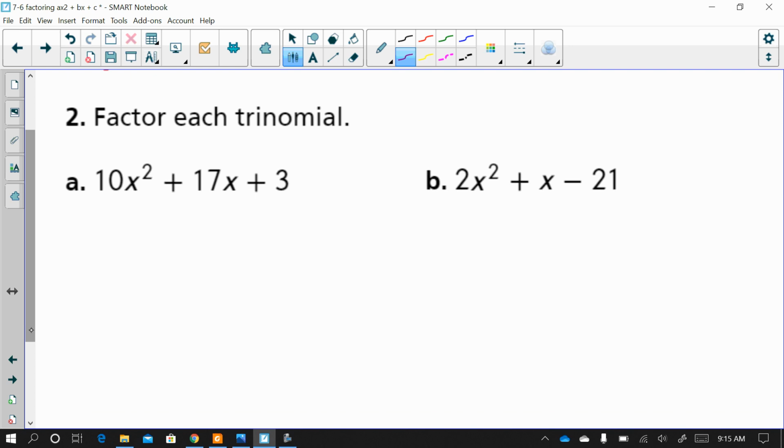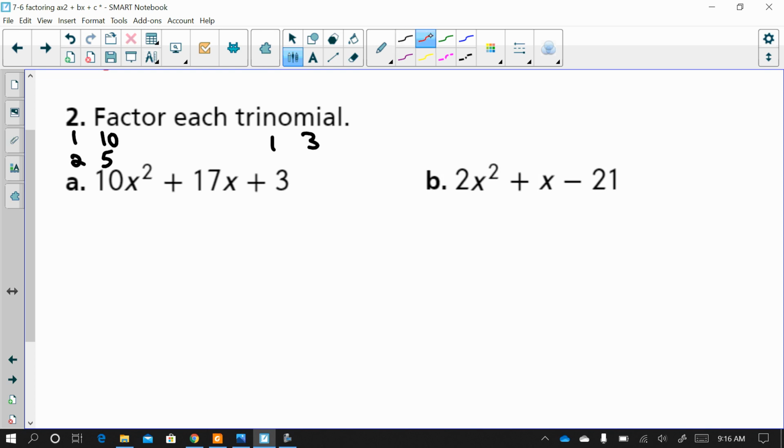Please remember to pause the video and actually try these. You're going to get more out of it if you do it that way. Okay, so I'm going to start by looking for a GCF. 10, 17, and 3, not at all. Okay, so 10, we have 1 and 10, or 2 and 5. 3, oh, that's only 1 and 3. So this one's a little bit nicer because you have fewer combinations to try.